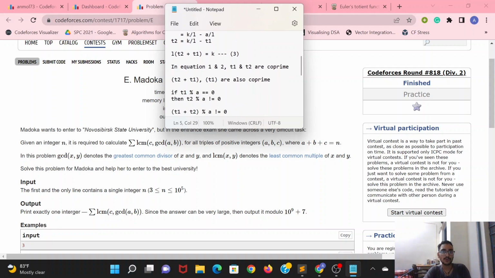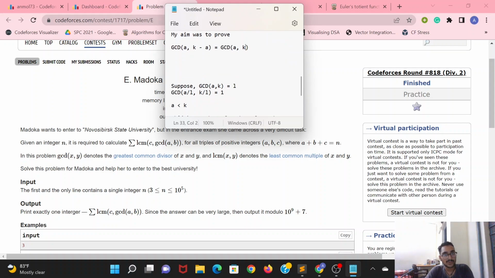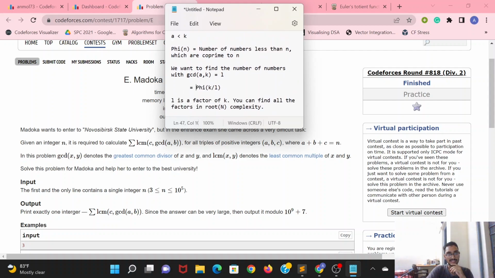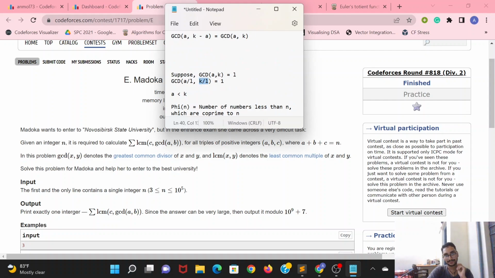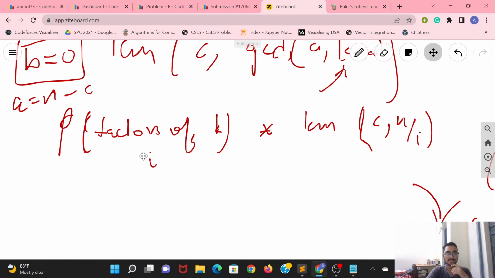Now we gave a small proof for this. Suppose we take GCD of a comma k as L. So a by L comma k by L is 1. Now this should remind us of the Euler totient function, which is the number of numbers less than n which are co-prime to n. This is basically phi of k by L. Now from here, I think it's obvious that you just need to write phi of this expression, phi of i into LCM of c comma n by i.